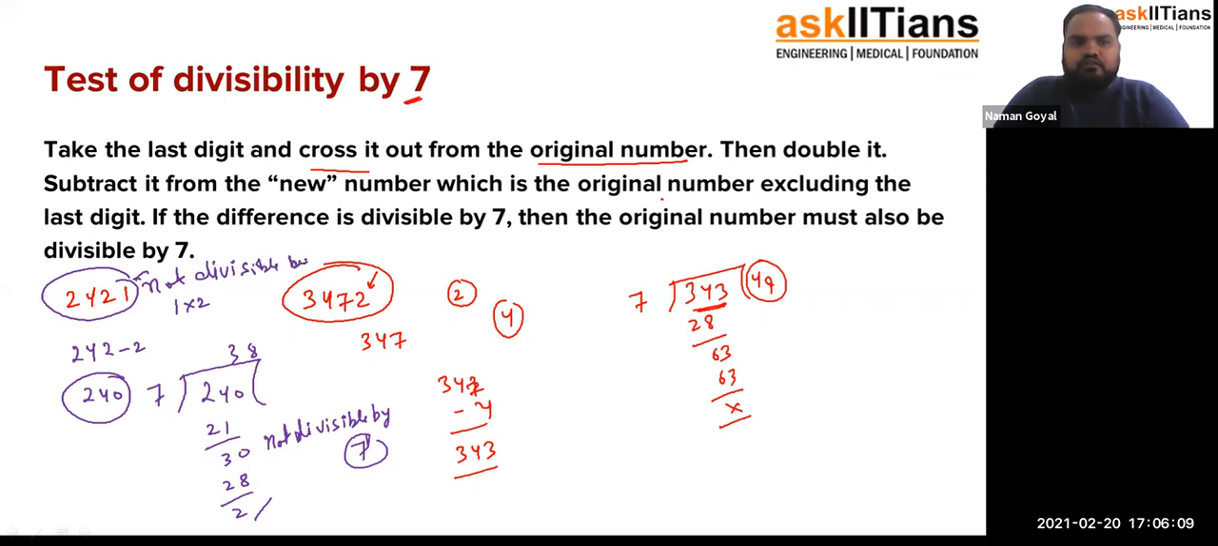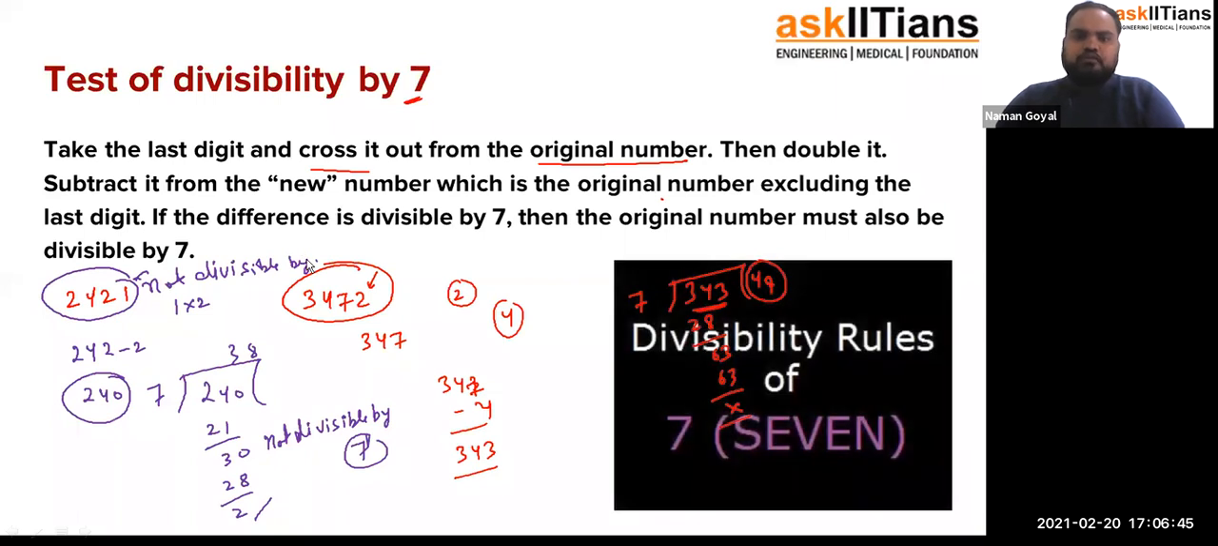We are going to take more examples later. First we are going to learn about all the tests, then we will take some more examples. So have you got the divisibility test by 7? We remove the last digit from the original number, then double it and subtract it from the new number, which is the original number excluding the last digit. If the difference you got is divisible by 7, then we can say that the original number is also divisible by 7.